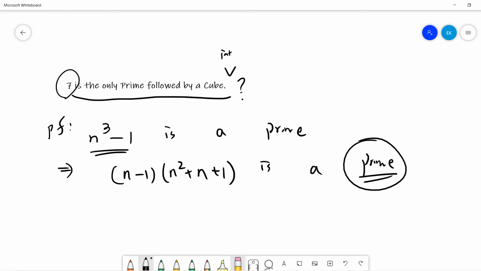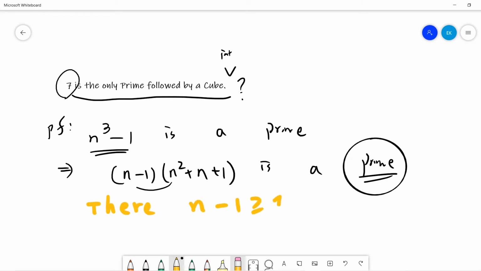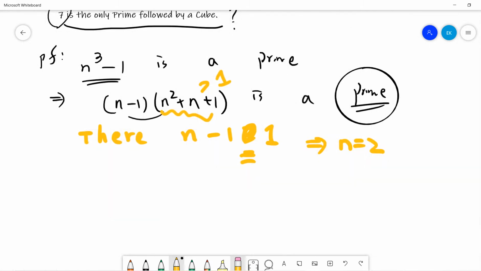But the definition is that a prime number cannot be written as a product of two numbers which are both greater than 1. So there is only one case. The only case is that n minus 1 must equal 1, since n squared plus n plus 1 must be greater than 1. So n is 2. But it does not guarantee that you get a prime.